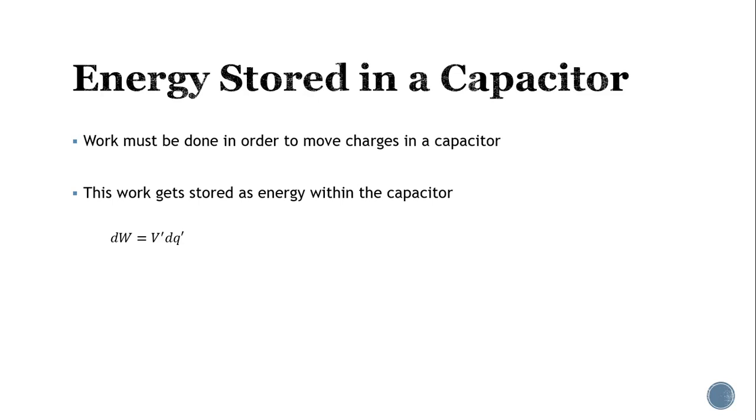So if you try to calculate what that work looks like, I'm going to call dW the amount of work that it takes to move one charge dq through a voltage V prime. I'm using V prime and dq prime because we may not have fully charged the capacitor to V or fully used up all the Q. So if you plug in what V prime would look like, it would look like Q prime, how much charge we've already put on the capacitor, divided by the capacitance C.